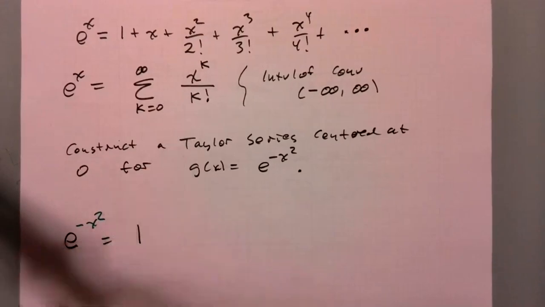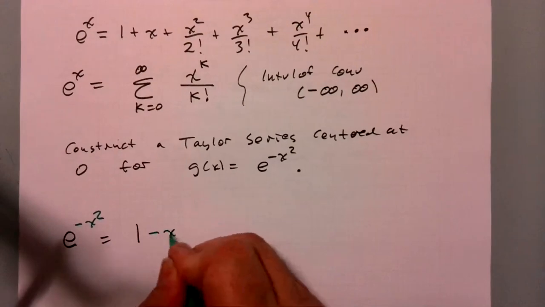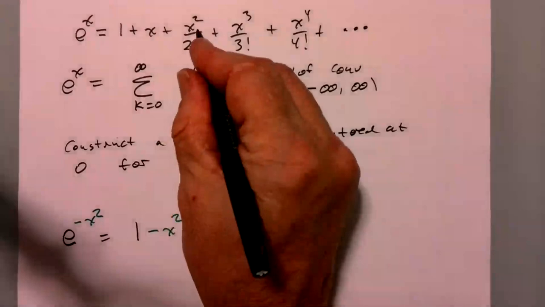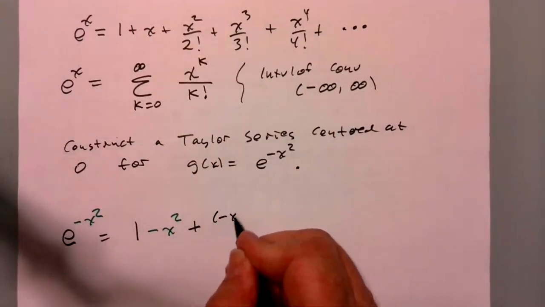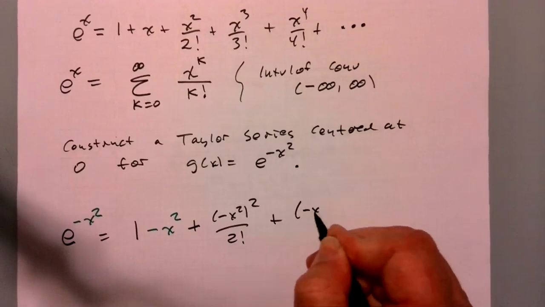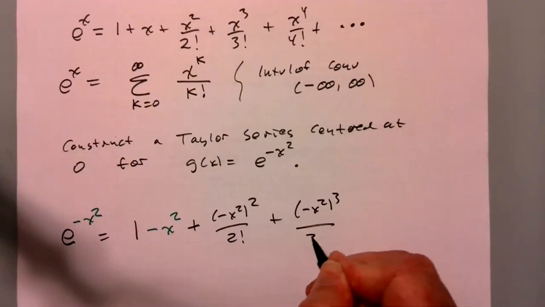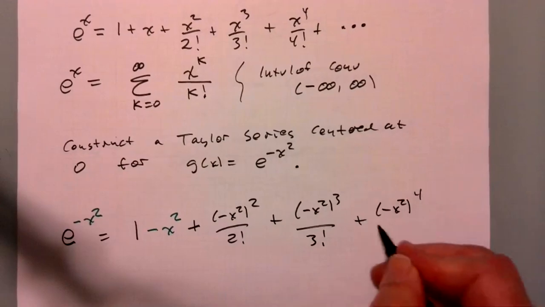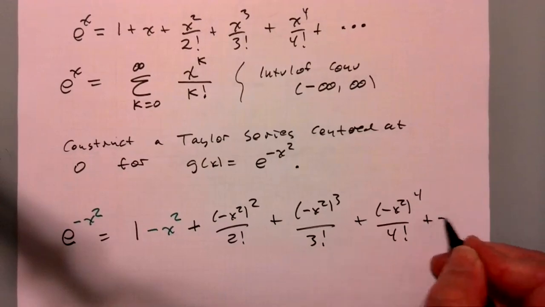equals 1, replace x with negative x squared, minus x squared, plus negative x squared, squared over 2 factorial, plus negative x squared to the third over 3 factorial, plus negative x squared to the fourth over 4 factorial, plus dot, dot, dot.